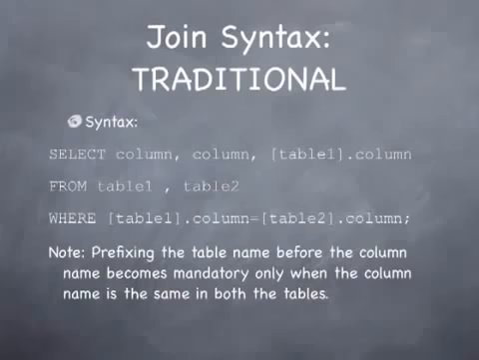However, there are a number of different things that are of importance in this syntax. If you look at the from clause, we have two tables listed, one after another, separated by commas. The where clause relates the two tables based on a specific column. I have table1 dot column equal to table2 dot column. Also make a note that everything that is in square braces means it's optional. It's not necessary to prefix the table name before the column name. There is only one reason when prefixing the table name before the column name becomes mandatory. It's when the column name is the same in both the tables.